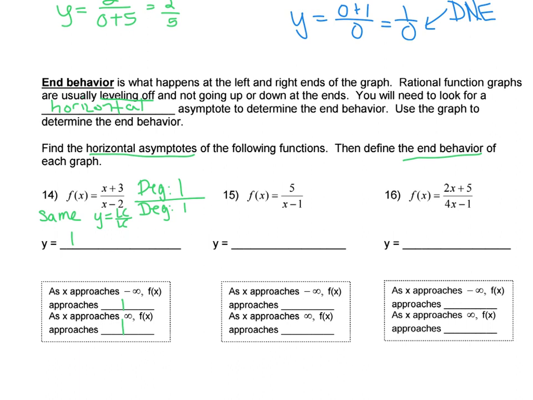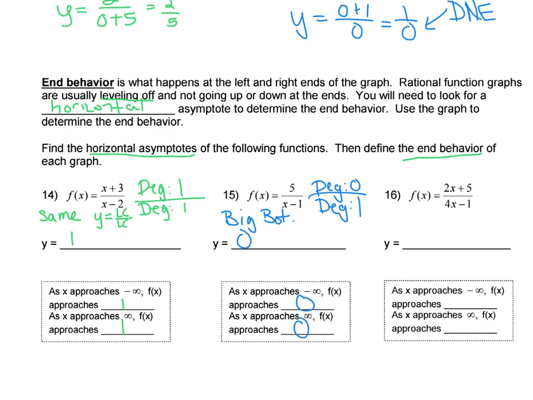Next one, we have f of x equals 5 over x minus 1. If we check our degree, there is not a degree on top, 0. And on the bottom, we have a 1. This is a big bottom. Anytime you have a big bottom for your horizontal asymptote, you have 0. So y equals 0. Same thing for end behavior. As we go to the left, your graph will flatten out along 0. As we go to the right, your graph will flatten out along 0.